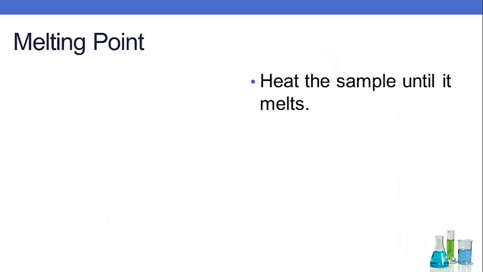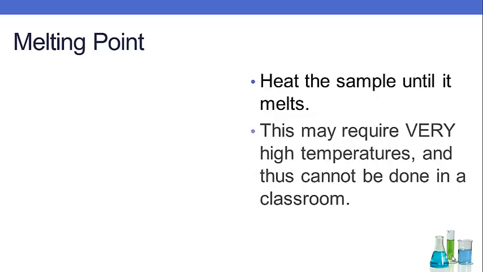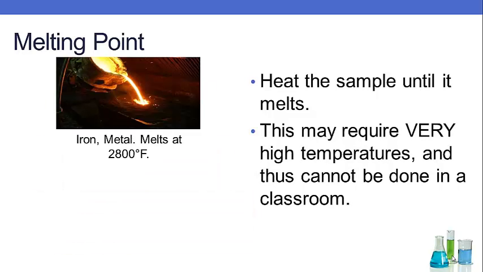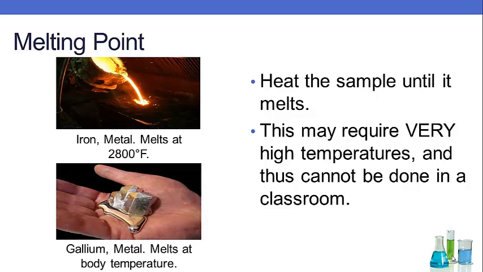Melting point, you just have to heat the sample until it melts, but this can require very, very high temperatures, so it can't be done in the classroom. For example, iron metal melts at 2800 degrees Fahrenheit. There are some metals that are going to be lower, like gallium melts at around 85 degrees Fahrenheit, just below body temperature. But usually this is going to require really high temperatures.